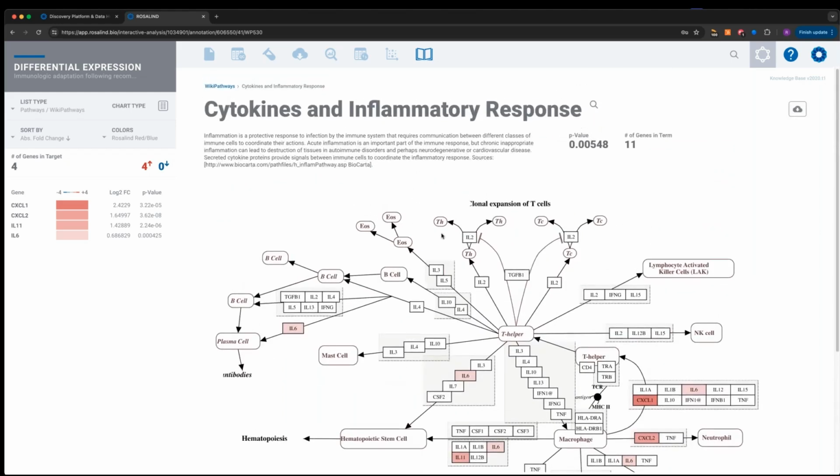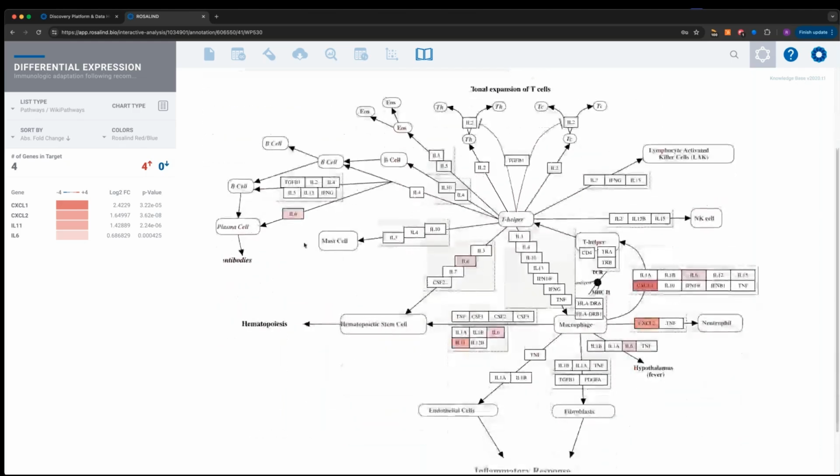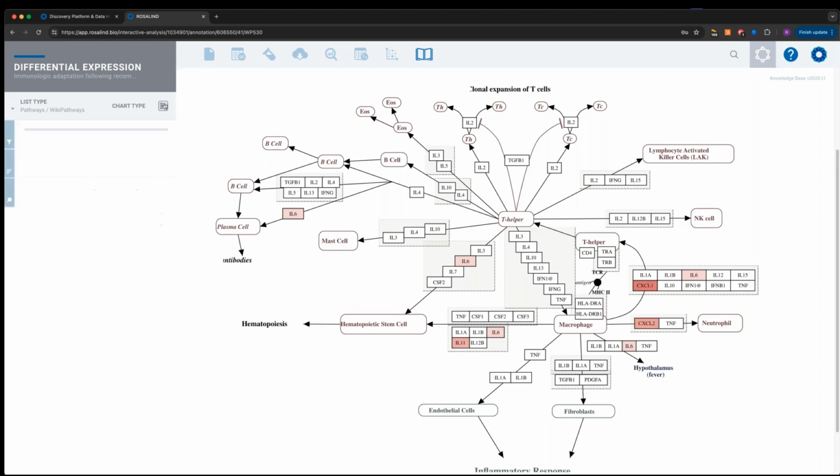So Rosalind does have the standard pathway diagrams that you've probably seen in other places. And what's great here is that we also have some interactivity. So you can hover over the genes on the diagram, and then on the left-hand side, you'll actually see what is the data. What's the fold change? What is the p-value? You can modify how you are representing the data as well. So it's all nice and integrated. And then certainly you can look at a list of genes as well.